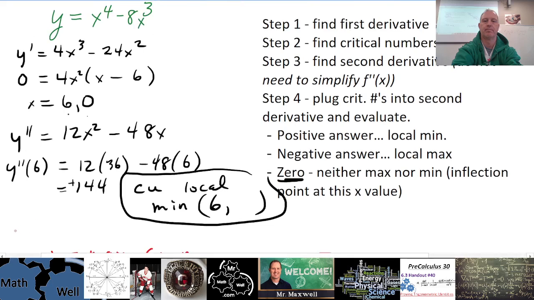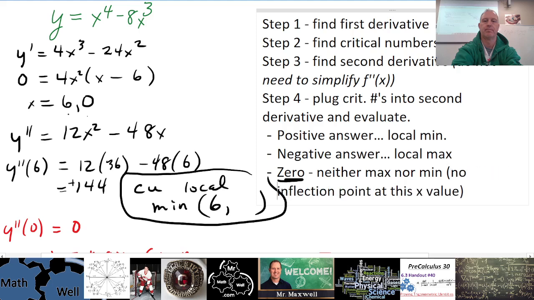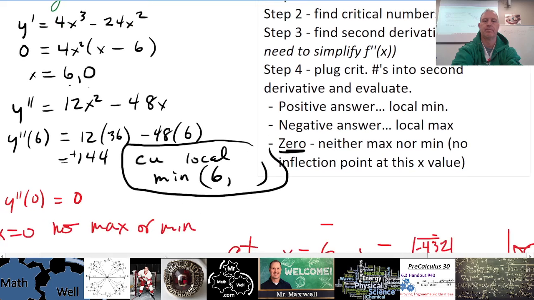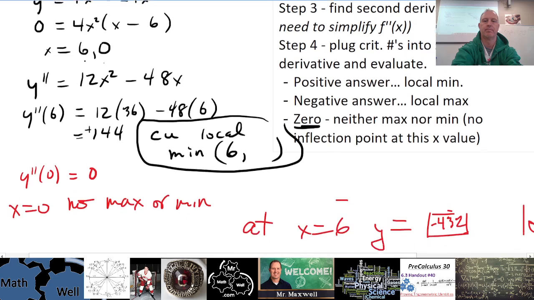So we'll do another evaluation here at 0, which is, well, what's that? 0. Okay. So what happens at 0? Looks like there's neither a maximum or minimum. Plug critical numbers into, 0. Yeah, I think that should be no inflection point at this x value. Or it's not defined, whatever. So yeah, so here we go. X equals 0 has no max or min there.